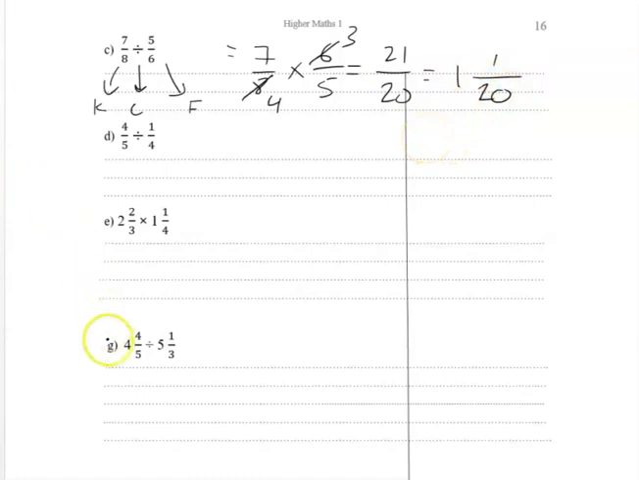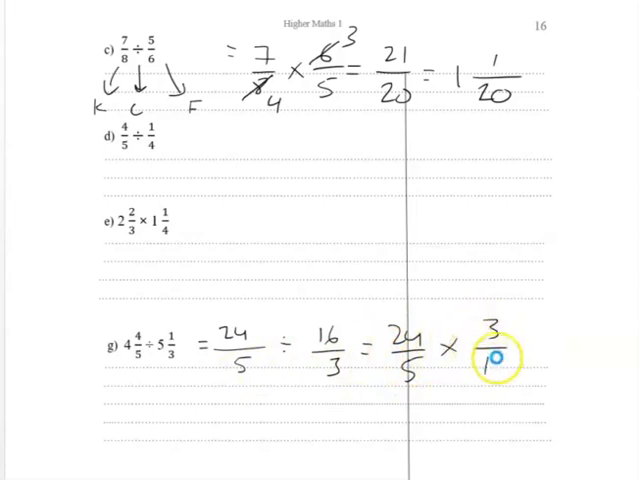Now next question we're going to do is question G. First step is going to be to convert the mixed numbers into improper fractions. So 5 times 4 is 20. Add the 4, it's going to give us 24. So we're going to have 24 over 5 divided by 3 times 5 plus 1 is 16 over 3. And now we're going to do keep, change, flip. So you're going to have 24 over 5 multiplied by 3 over 16.